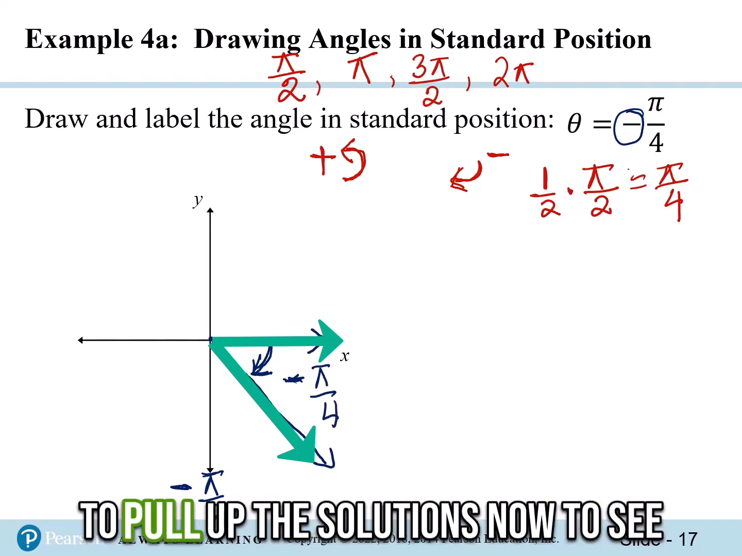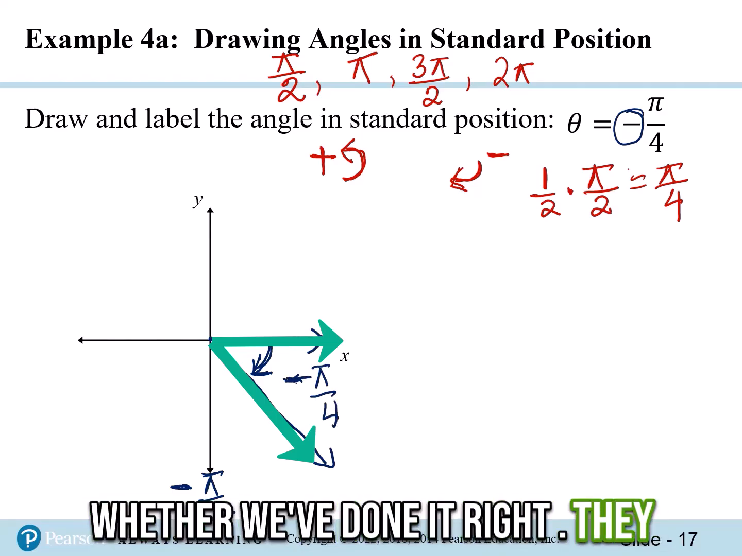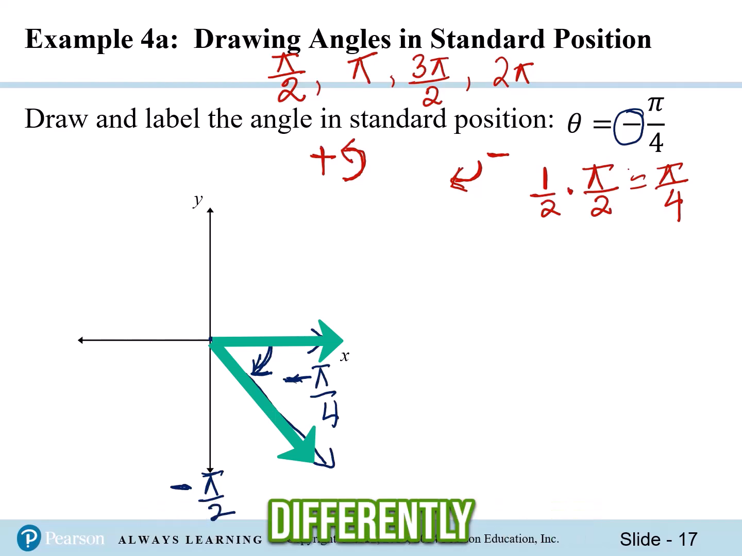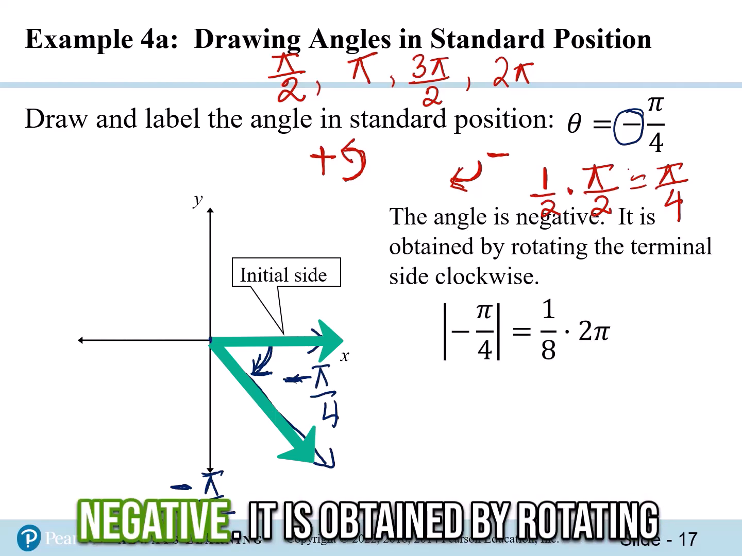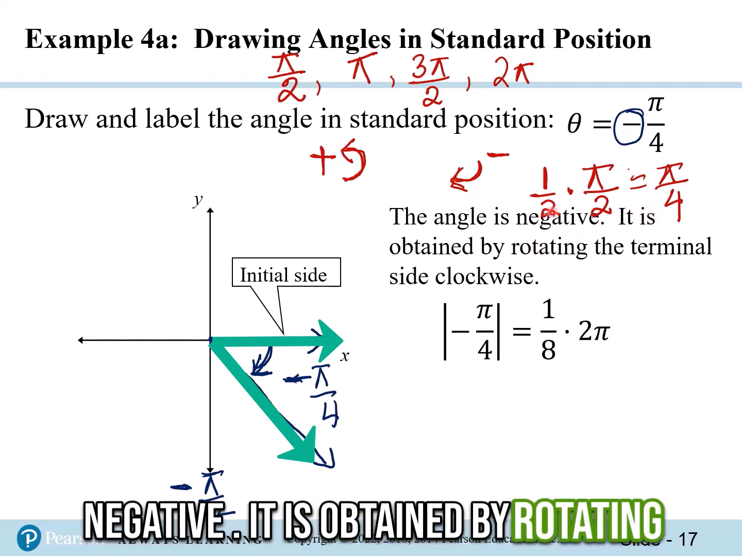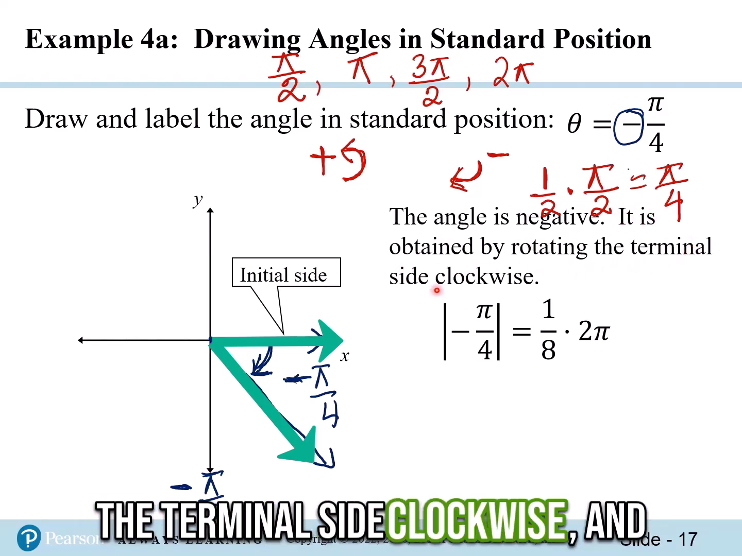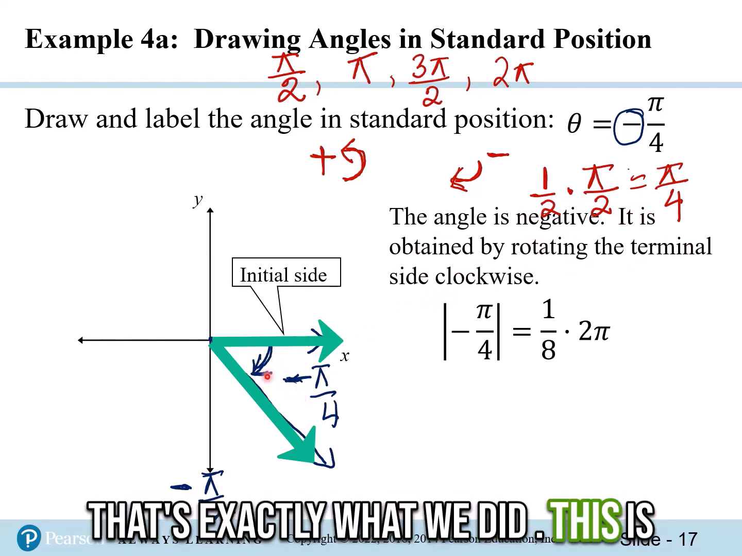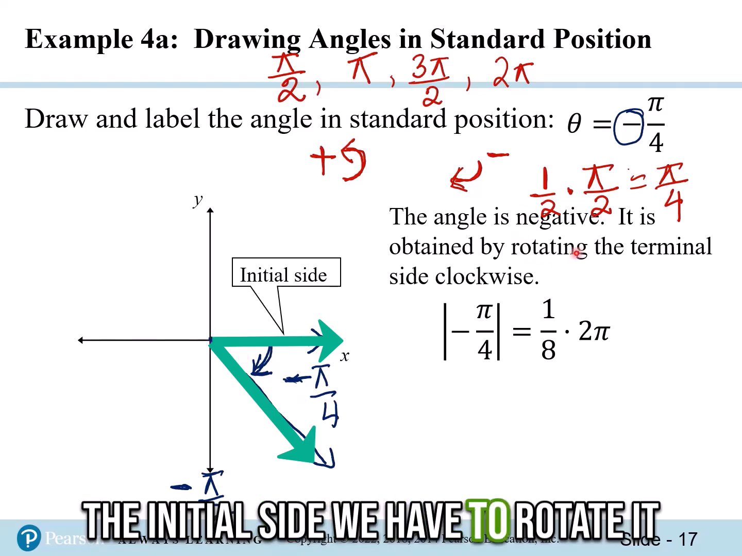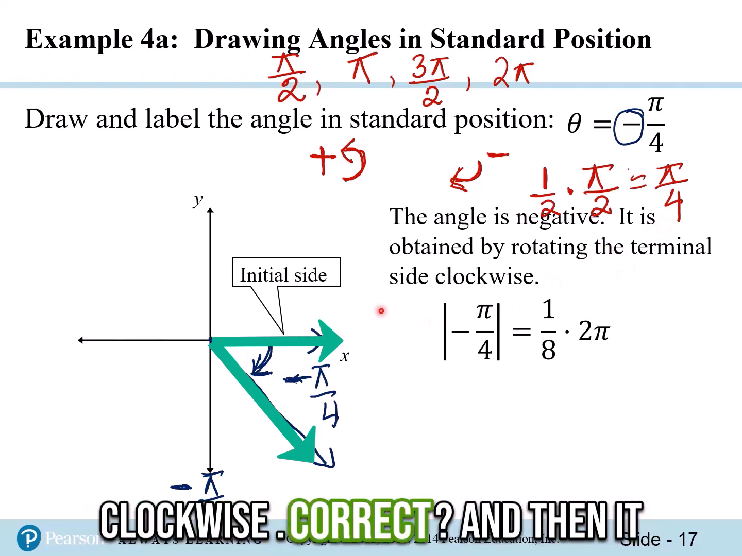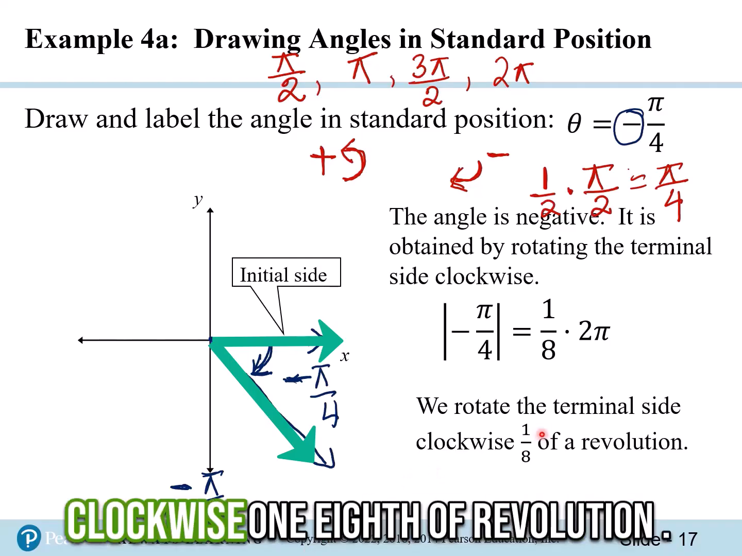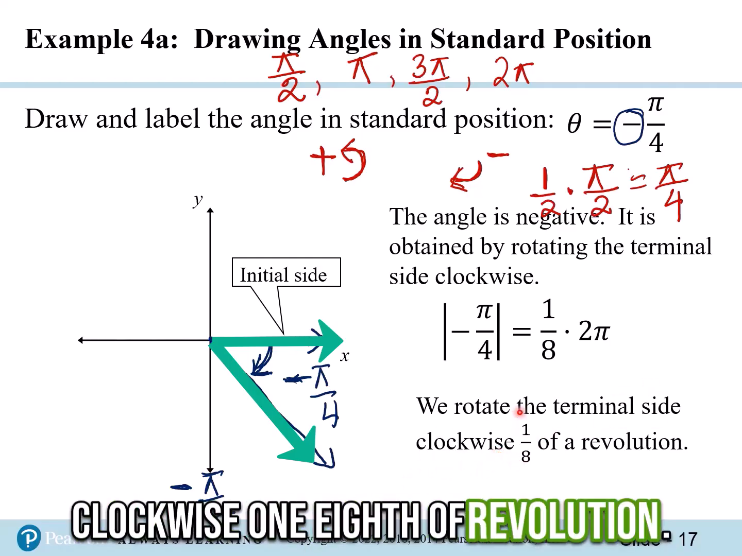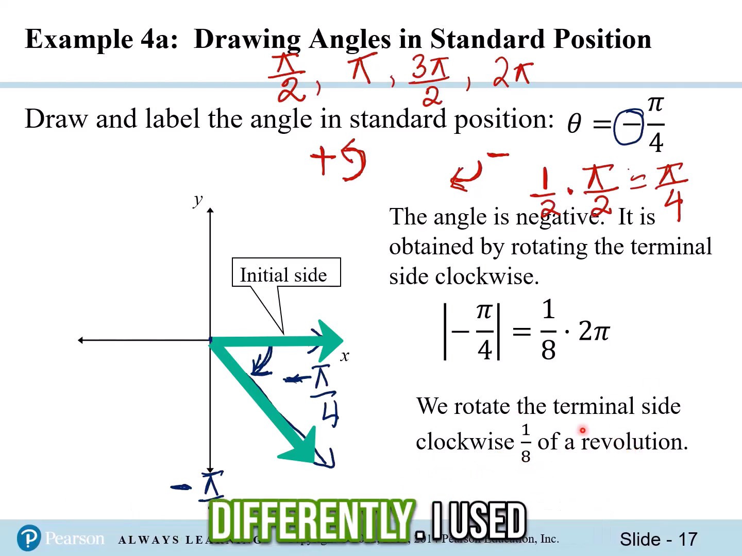All right, I'm going to pull up the solutions now to see whether we've done it right. They may have done it a little bit differently, so let's go for it. It says the angle is negative. It is obtained by rotating the terminal side clockwise, and that's exactly what we did. This is the initial side. We have to rotate it clockwise, correct? And then it says we rotate the terminal side clockwise 1/8 of a revolution. So they've done it a little bit differently.